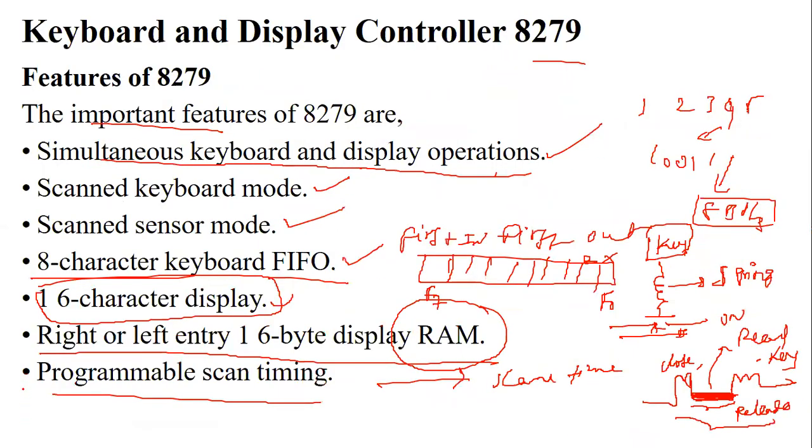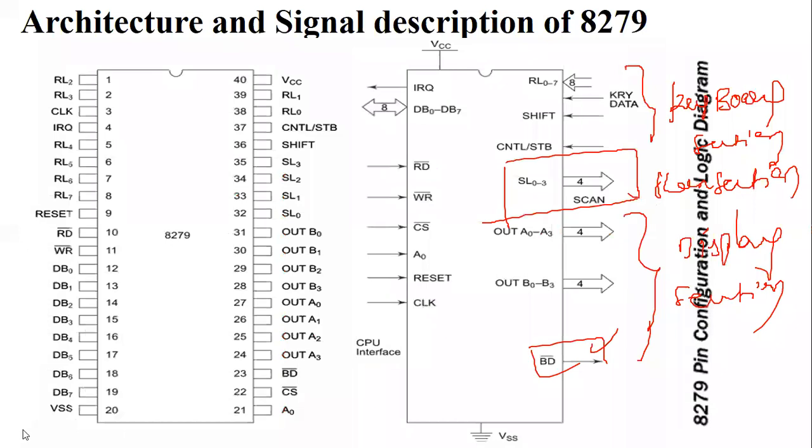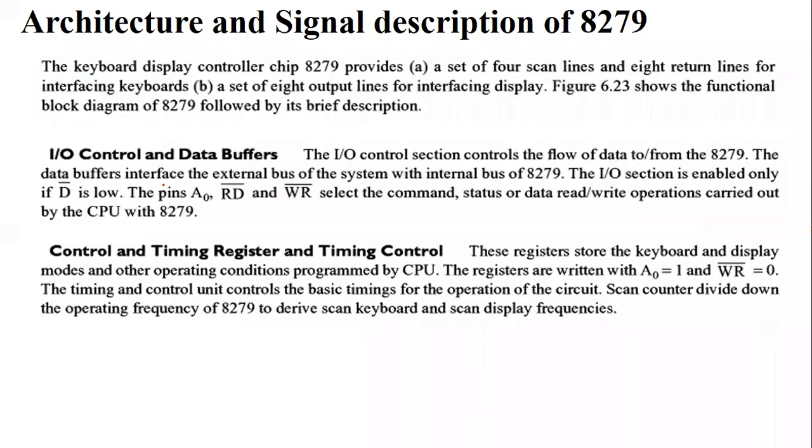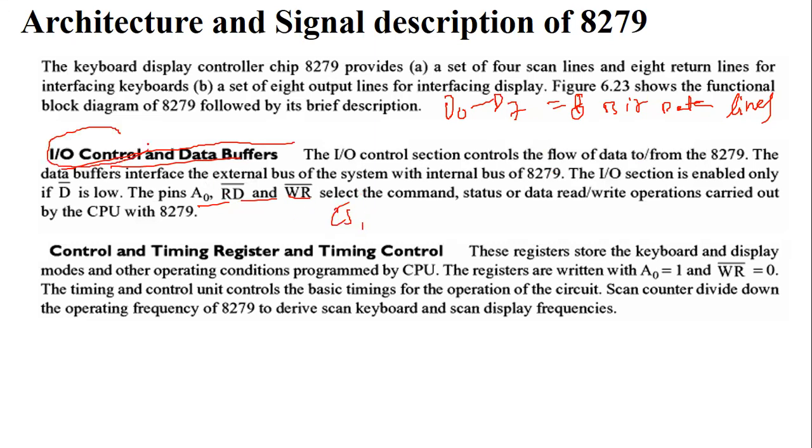But the 8255 PPI is unable to read that, but this 8279 reads that information. So you know the control and data bus buffer. Data bus buffer means D0 to D7, an 8-bit data line. Then the remaining A0, RD bar, WR bar, and CS bar are used for input and output control.